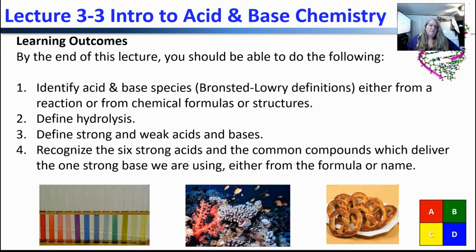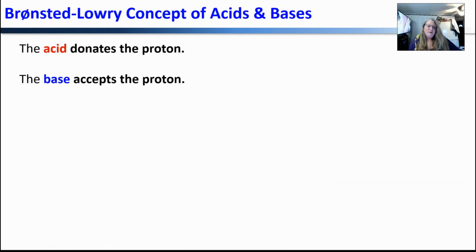We'll also define what hydrolysis is, what makes something a strong acid or a strong base or a weak acid or a weak base, and hopefully remind you of some of the things that you'll have memorized from last quarter, and then drag that forward. It will save you time, effort, energy and frustration if you are really comfortable with knowing which ones are strong, which ones are weak, etc. So let's take a look, shall we, at our definition of what is an acid or a base.